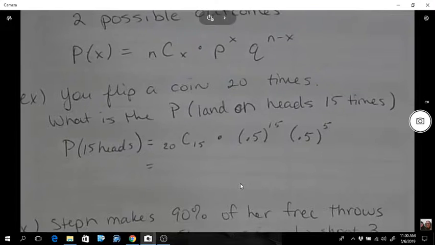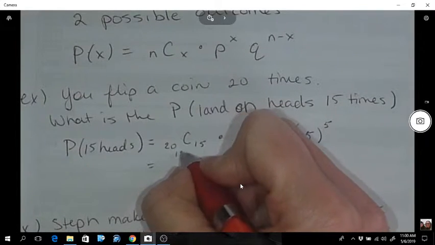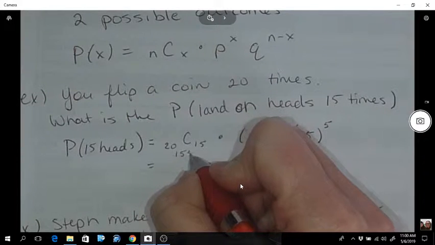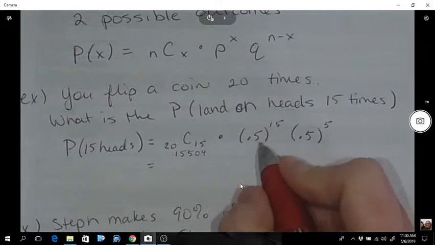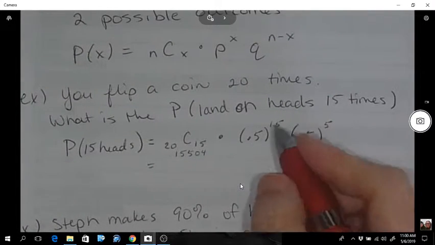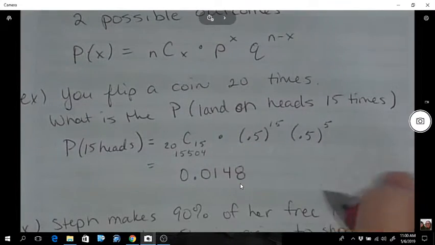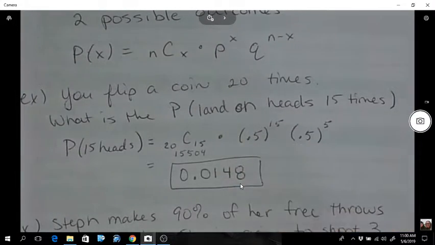Okay, so when you multiply this out in your calculator, this value is 15,504 times 0.5 to the 15th times 0.5 to the 5th, and it ends up being a probability. So that's a pretty small probability, obviously. That is about 1.5%, right?